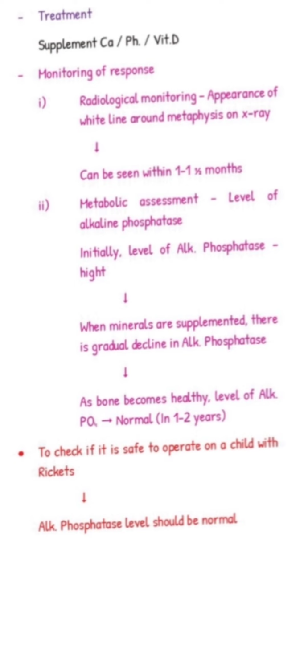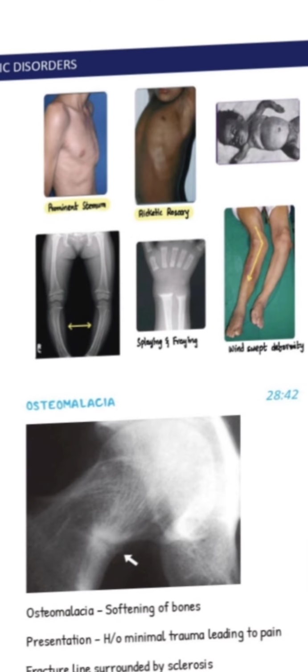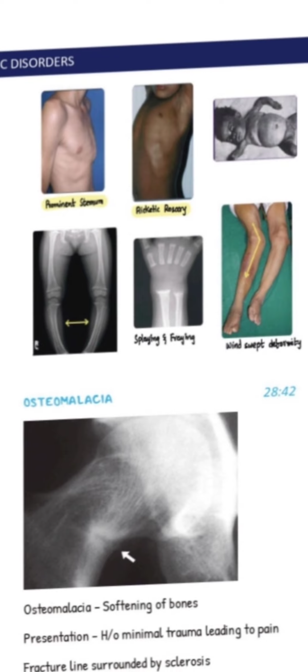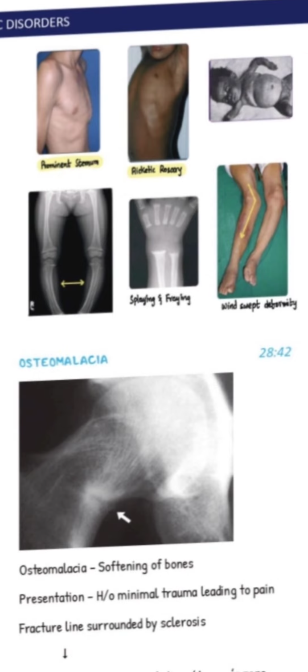Metabolic assessment, level of alkaline phosphatase. Initially level of alkaline phosphatase is high. When minerals are supplemented, there is gradual decline in alkaline phosphatase. As bone becomes healthy, level of alkaline phosphatase normal in 1 to 2 years. To check if it is safe to operate on a child with rickets, alkaline phosphatase level should be normal. Prominent sternum, rickety rosary, splaying, fraying, windswept deformity.